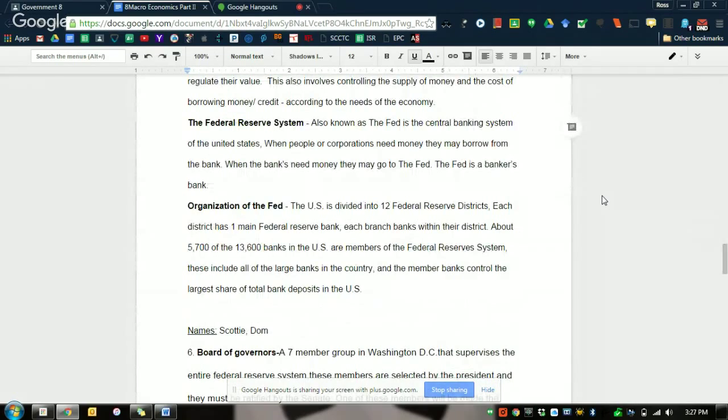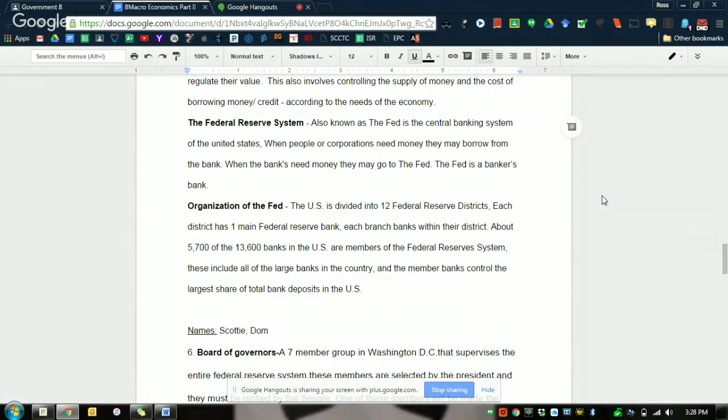The main organization that controls monetary policy and how much money exists is the Federal Reserve System, commonly known as the Fed, and it is our central banking system in the United States. When people or corporations need to borrow money, we go to a bank, whether that's for a car or a house or to start a business, anything and everything. But sometimes banks need banks. So when banks need money, they go to the Fed, which essentially makes the Fed a banker's bank. It's where a bank goes when it needs money.